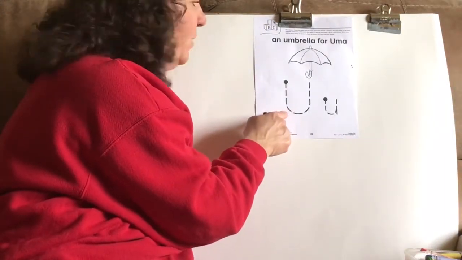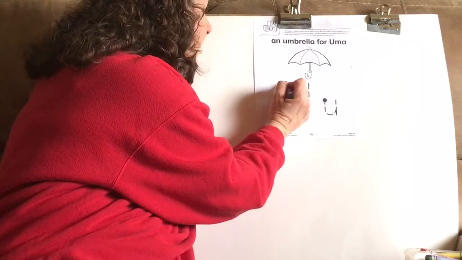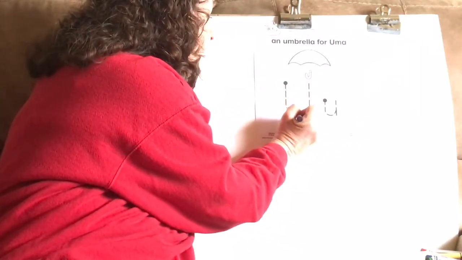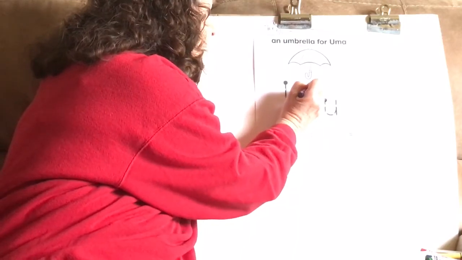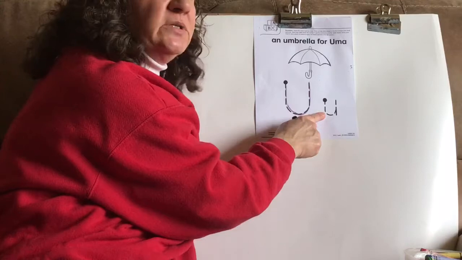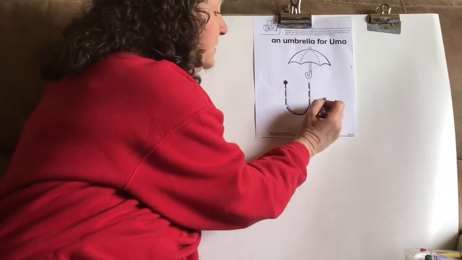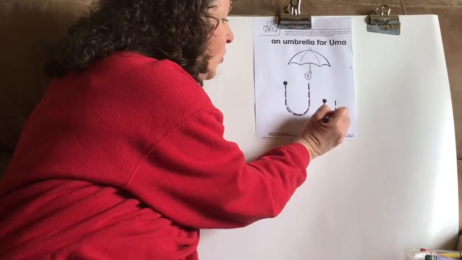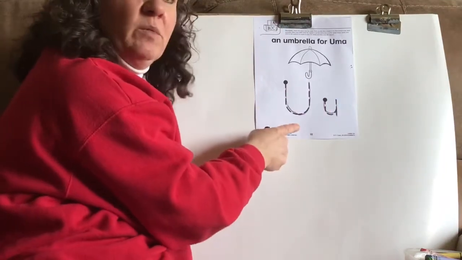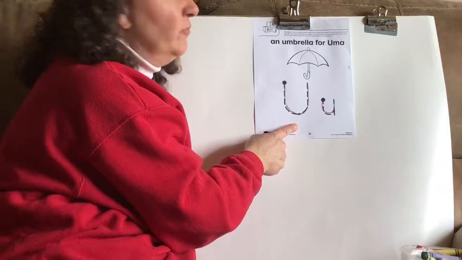And remember, look at your paper. You want to stay right on the dotted lines. Take your time, and you're going to trace down, around, and up. There's our capital U. And the lowercase u, we're going to do the same way. We're going to go down, go all the way to the top, and then pull straight down again. And what letter did we make? The letter U. Very good.